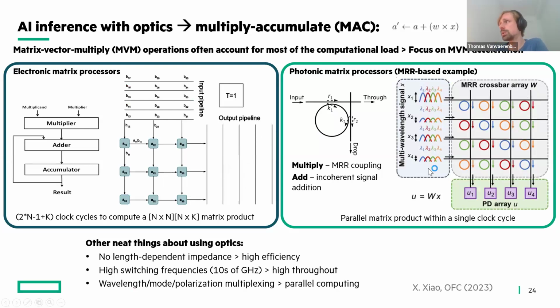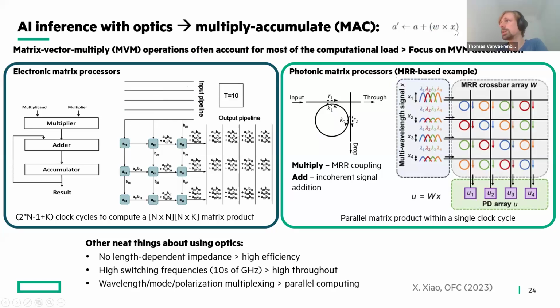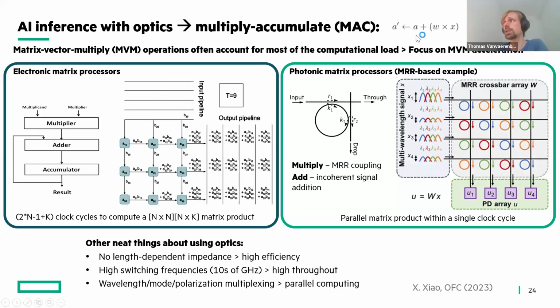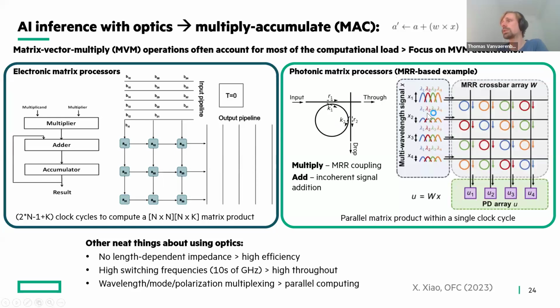So for that, we want to do matrix vector multiplication. So we do multiply accumulates: we have an input element that we multiply with a weight, and then we sum it with another element, and we keep on doing that. That's the basic ingredient for a matrix vector product. There's a couple of different schemes of doing it.